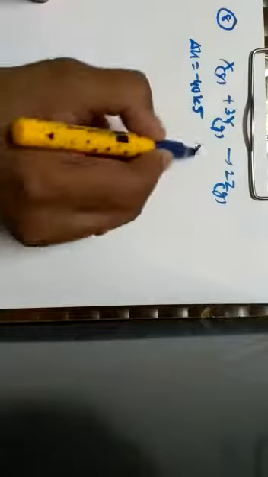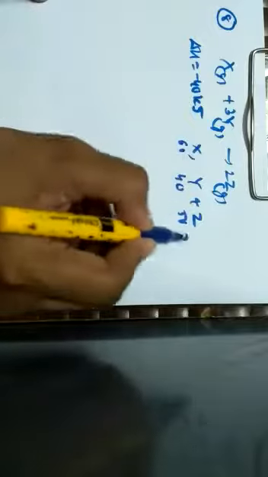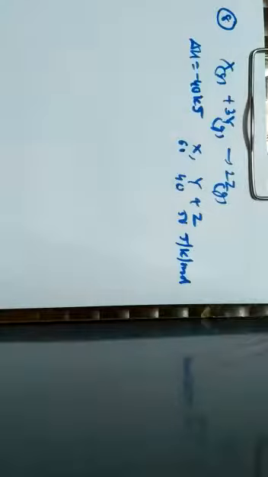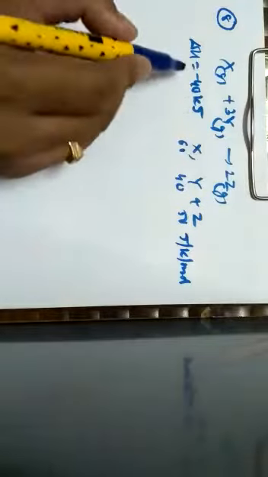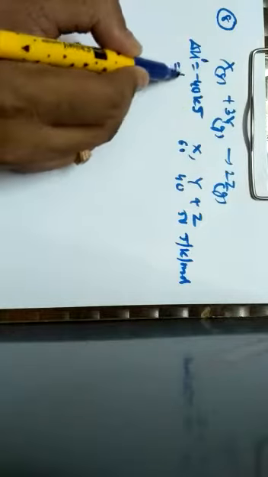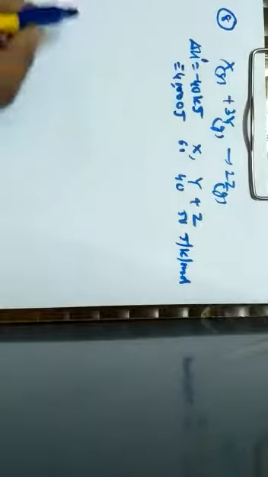They are telling that the standard entropies of X, Y and Z are 60, 40 as well as 50 joule per Kelvin per mole respectively. The temperature at which the above reaction attains equilibrium is about. So this is the given data. Here they have given that delta H is minus 40 kilojoules. This is converted into joules, which means this will be 40,000 joules with a negative sign.